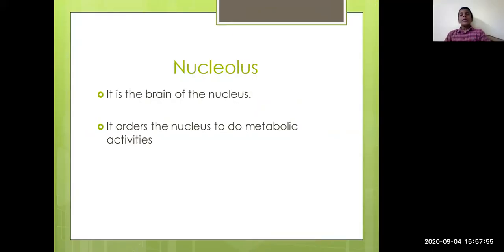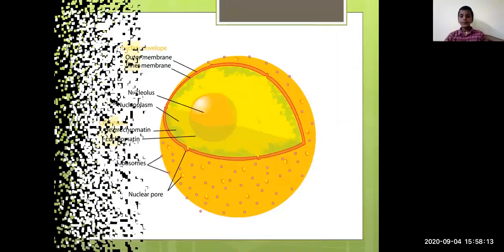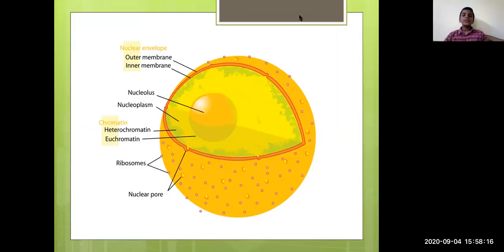Now let's learn the interior part of the nucleus, that is the nucleolus. It is the brain of the nucleus. It orders the nucleus to do metabolic activities. It is like the brain of a human body. You can see the parts of the nucleus: nuclear envelope, outer membrane, inner membrane, the nucleolus, nucleoplasm, chromatin, heterochromatin, euchromatin, ribosomes on the nucleolus, and nuclear pore.